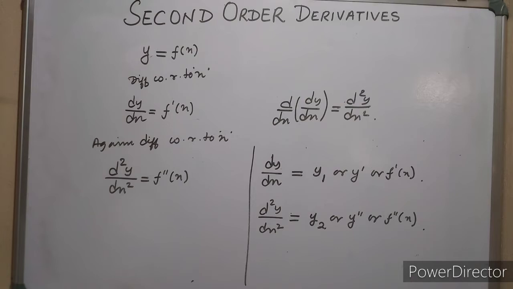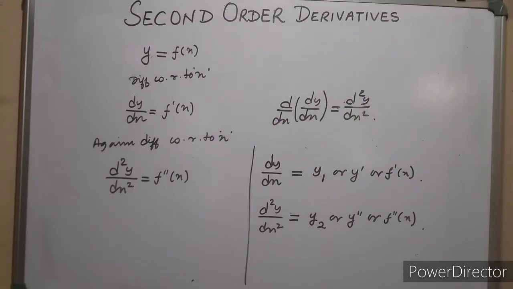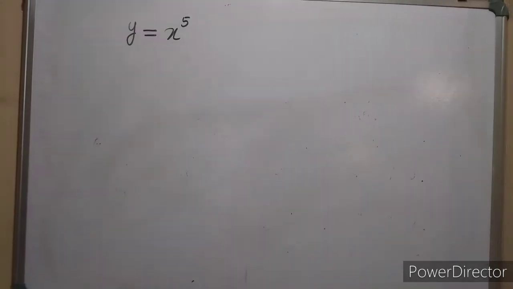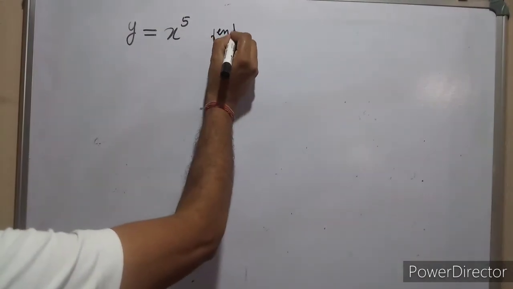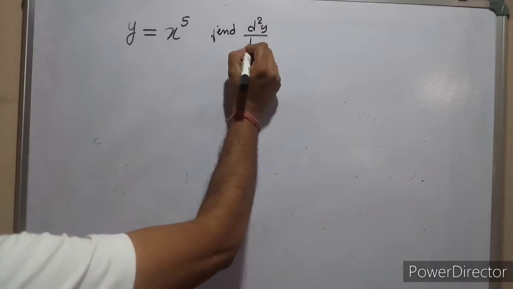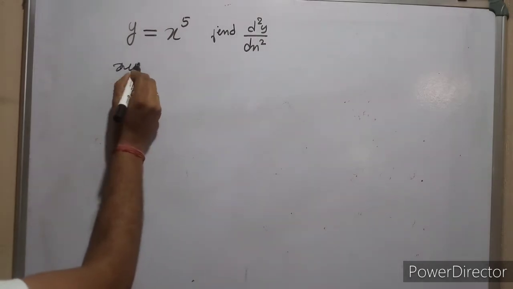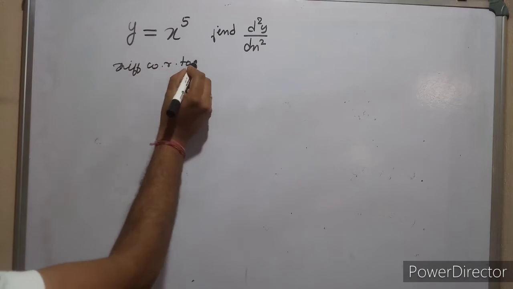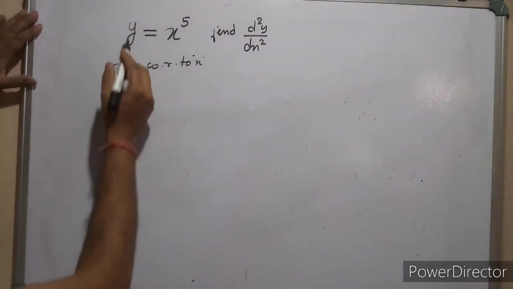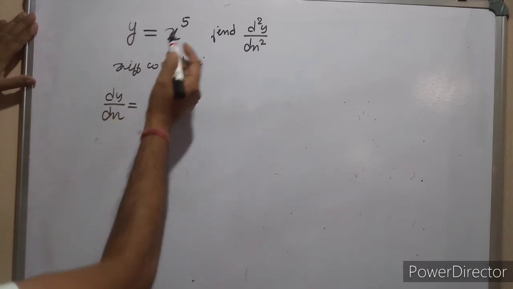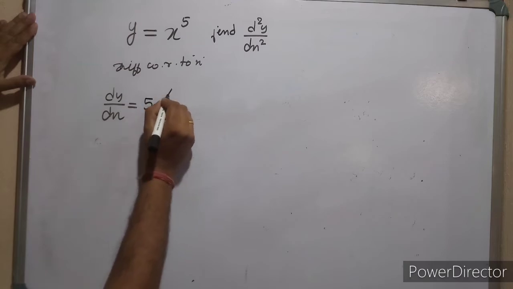Now I'll apply these things numerically. First take a screenshot of these things. Now y is equal to x to the power 5. Find d2y by dx square. What you have to do is, first calculate the first order derivative, differentiating with respect to x. Differentiating with respect to x, dy by dx equals the derivative of x to the power 5, which is 5x to the power 4.